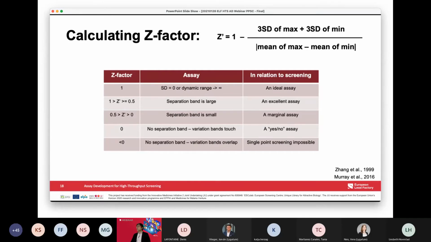And this means that there is a very large separation between assay window. Lower Z factor values are also fine in certain cases, but this will drastically reduce the possibility of finding weaker compounds with less efficacy. And essentially anything around 0 or below 0 is not appropriate for large-scale screening in single shot assays.